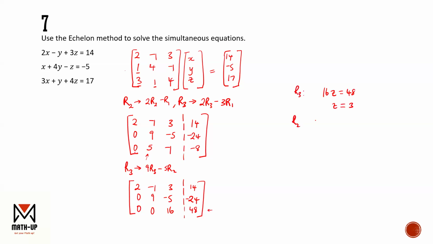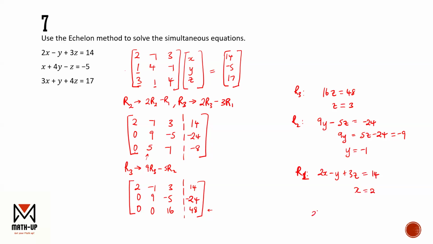From row 2, we have that 9y minus 5z is equal to minus 24. So that means that 9y is equal to 5z minus 24. But we know that z is 3. So that's going to be 5 times 3, 15 minus 24, which is -9. Therefore, your y is -1. And row 1 tells us that we have 2x minus y plus 3z, and that's equal to 14. But if you substitute for y and z, since we already have their values, you end up getting your x as 2 when you solve.